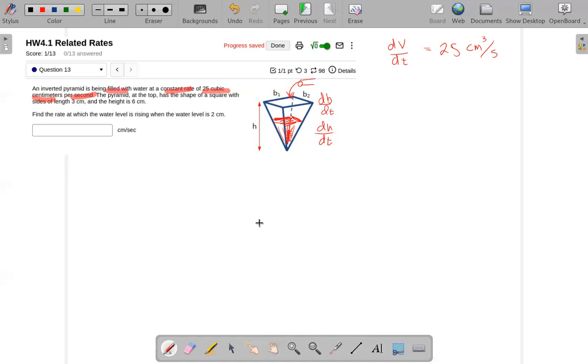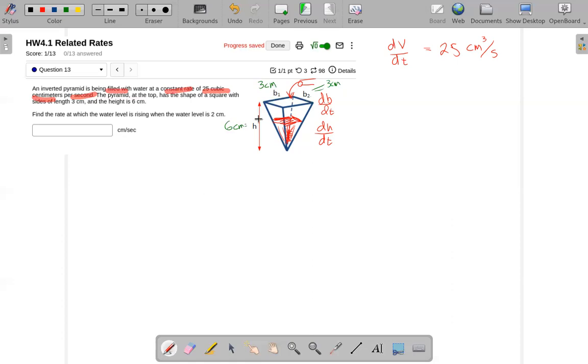So what can we do with that? Well, we need to describe this shape mathematically to figure out how these things are related. And they give us a little more information. The top is a square, so B1 is equal to B2, and those side lengths are 3 by 3. All right, let's fill that in. So this is 3 centimeters there. That one there is also 3 centimeters. And the total height of this thing is 6 centimeters.